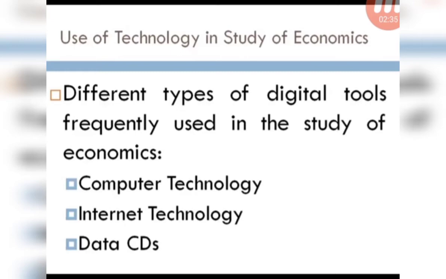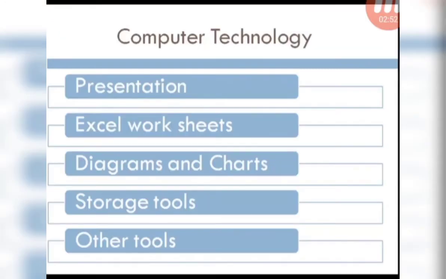It is also important for education purposes in economics: computer technology, internet technology, and data study. These 3 points we are going to see briefly, as for your economics, what they mean and how they are useful. The first one is computer technology. In that we are going to see the following points: presentation, Excel worksheet, diagrams and charts, storage tools, and other tools. These are the 5 points you should consider whenever you are writing about computer technology.